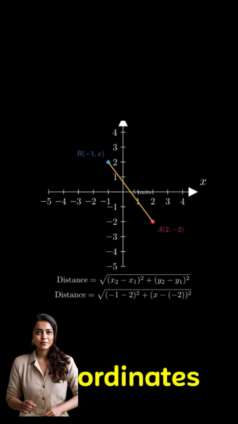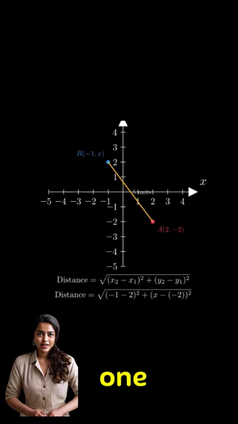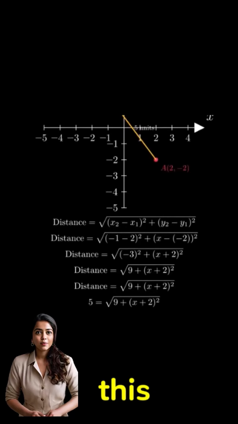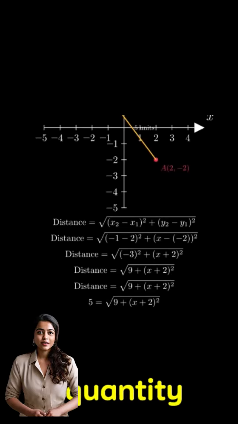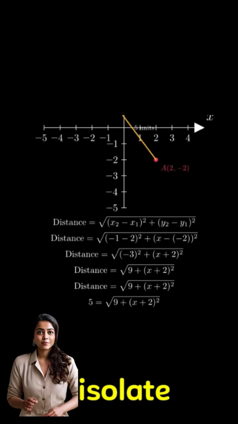Point A has coordinates 2, -2, and point B has coordinates -1, x. Since we know the distance is 5 units, we can substitute this value. 5 equals the square root of 9 plus the quantity x plus 2 squared. To solve for x, we need to isolate it.